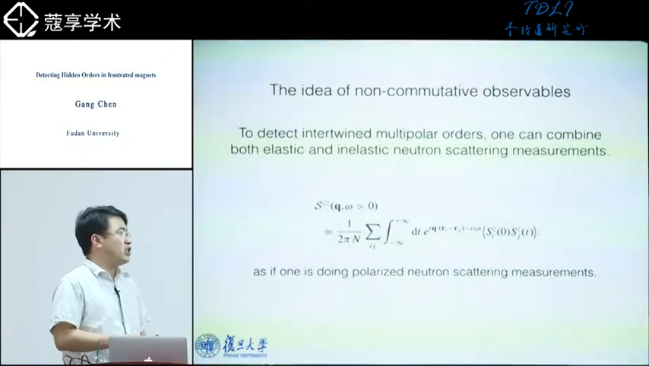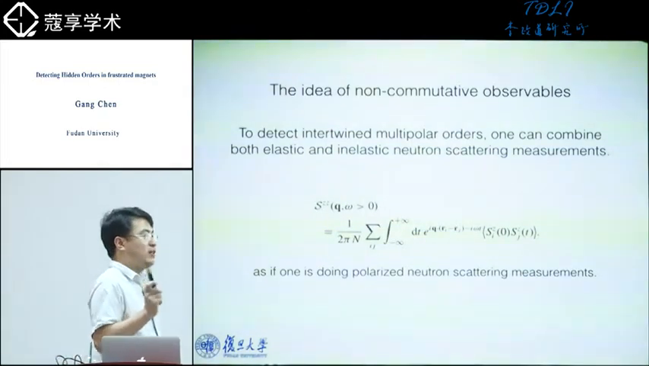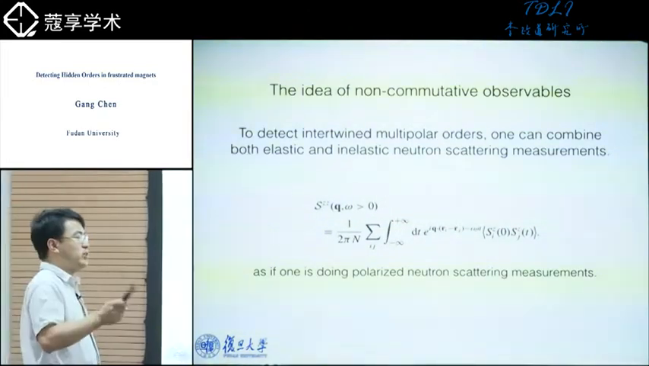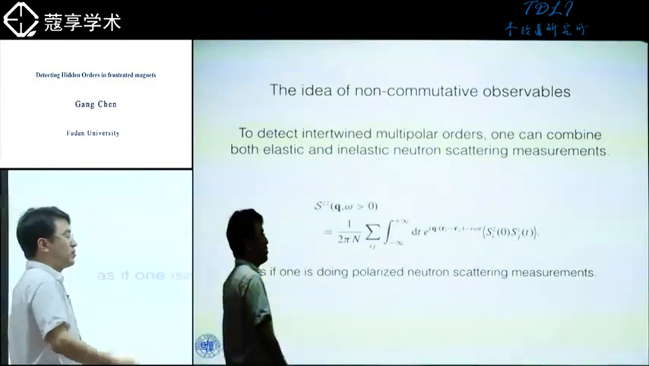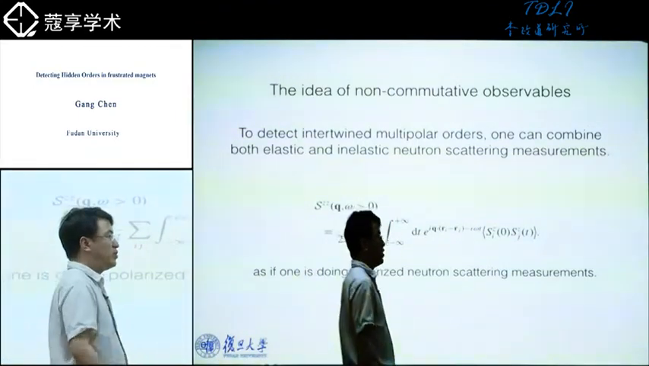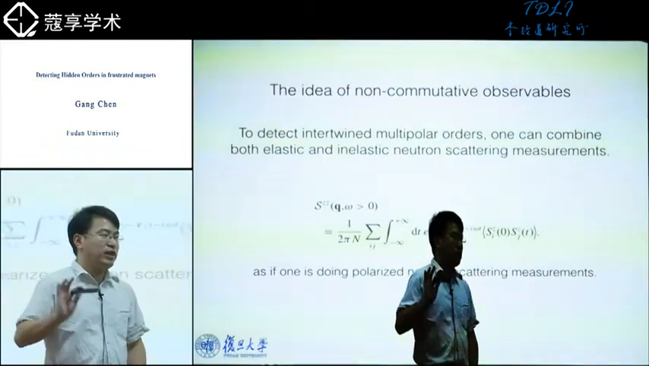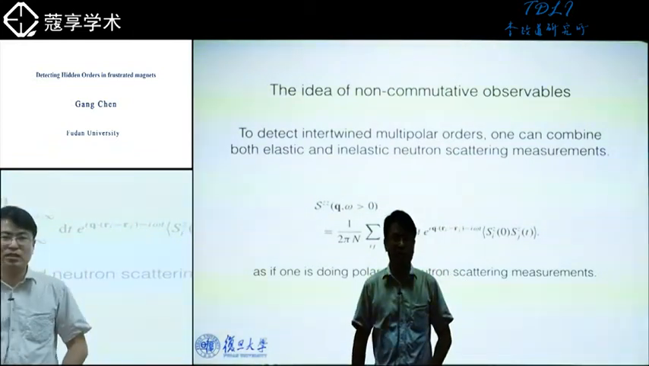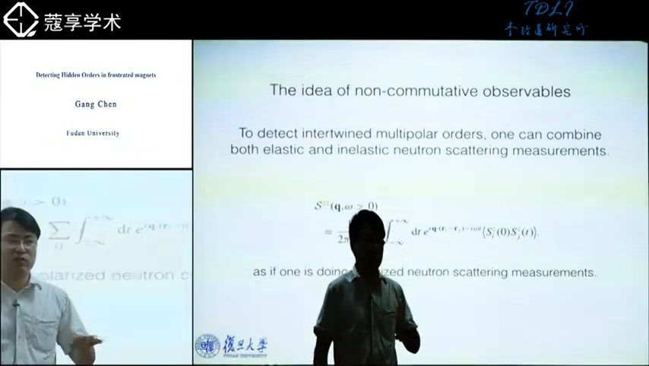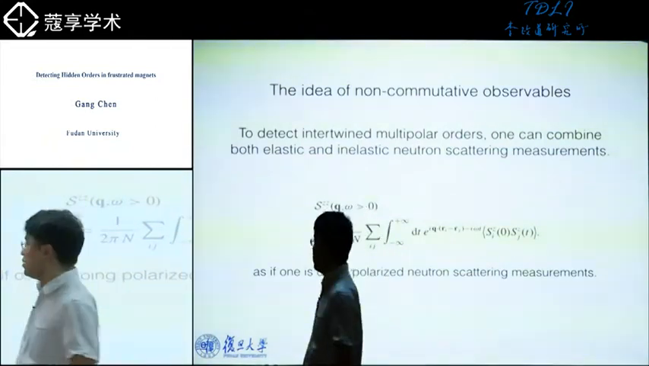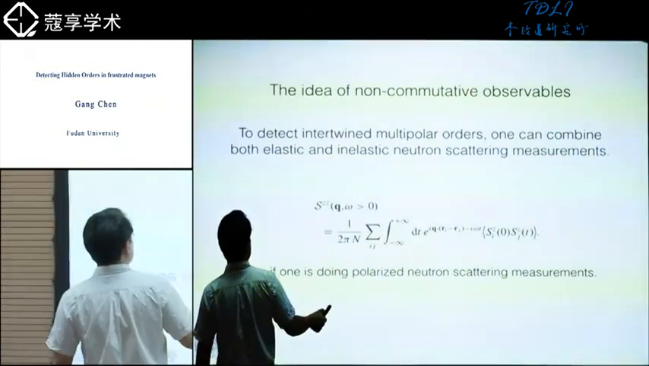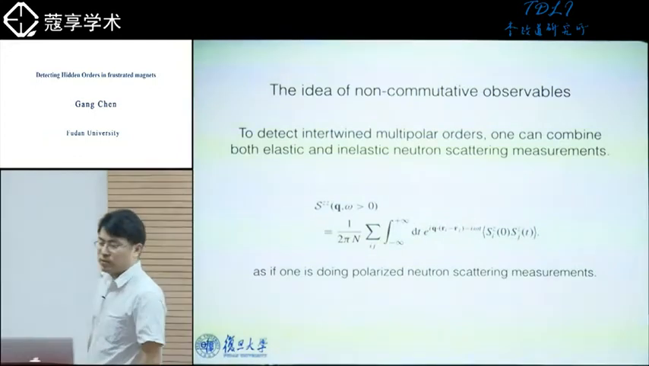So you do an elastic measurement. You are really measuring the elastic property. You are measuring the structure of this Ising order, the structure of the dipole order. But if you are doing an inelastic measurement, you are measuring the dynamics of the hidden order, using this non-commutative, orthogonal observables.